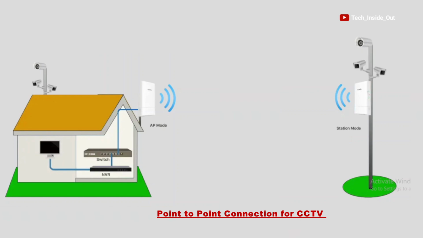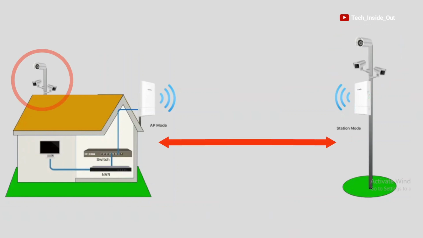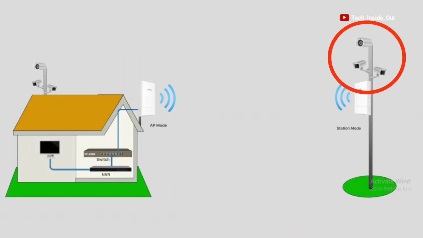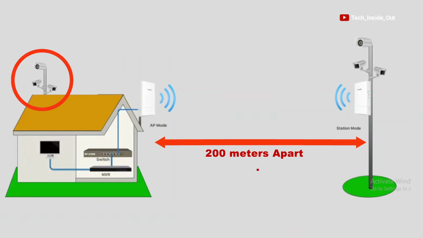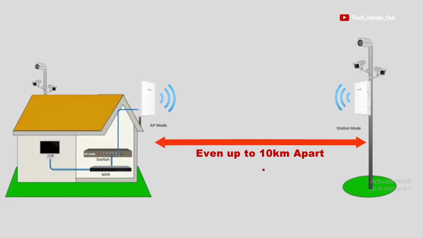Let's assume this situation where there are cameras around this building that you can see here, which of course can be linked together using cables. And then also having another set of cameras like these ones here, which are far away from these ones on the building. Let's say the distance between this set and these other set of cameras is about 200 meters or even up to 10 kilometers.